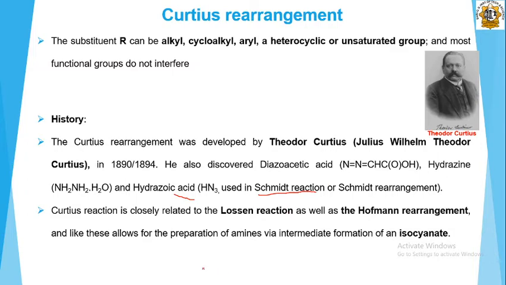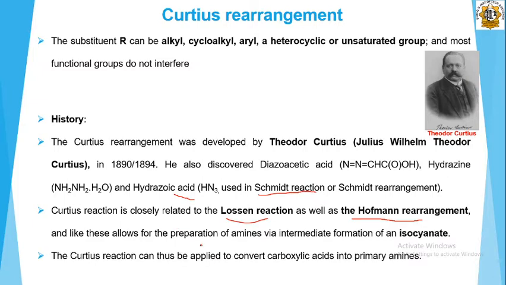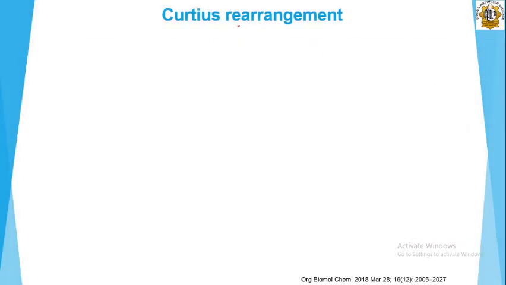So the Curtius reaction is closely related to the Lossen and Hofmann reactions also. These reactions have similar mechanisms or similar kinds of products, and you can use carboxylic acid as a starting material for the Curtius reaction. Okay, now let's go ahead and check the advantages of the Curtius reaction.